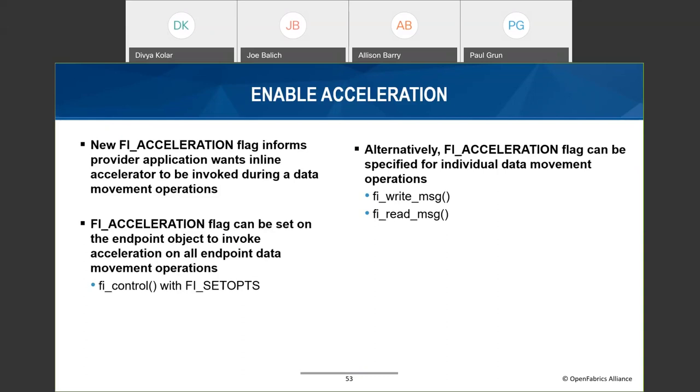So once we associate an endpoint as being acceleration capable, then we end up specifying the specific values in terms of the acceleration flags. And these acceleration flags, as I mentioned earlier, can be set for each endpoint object, and then you can invoke it for the different data movement operations. There are a couple of OFI functions, like FI write message and FI read message, where you don't necessarily have to enable it on an endpoint basis. They have an additional parameter where you can invoke it on a per operation basis. So that option is also available. Next slide.